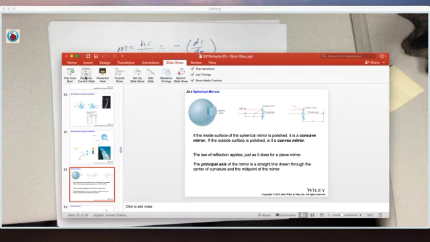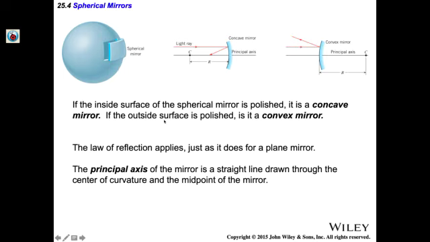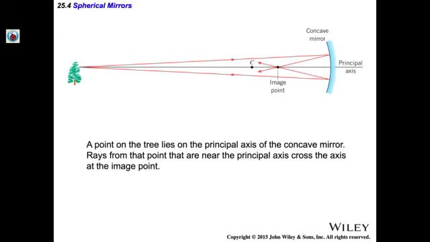So let's go back to from current slide. There we go. All right, so a point, a tree, lies on the principal axis. Okay, so here's the principal axis. It goes from the center of the mirror, from its maximum curvature right there. Now look at this. This light ray goes like this. Notice the angle of incidence equals the angle of reflection, and they all come through. And here's an image point.